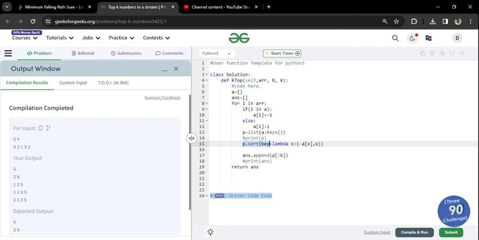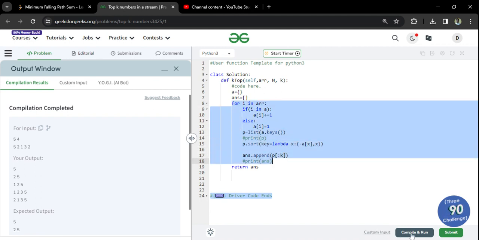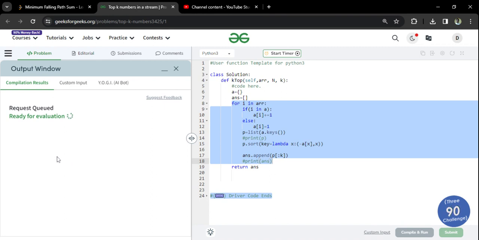But remember, this array can be of any length, because we are adding each element here. So what I should do is, while I'm appending to the answer, I will only take the first k elements. Simple as that. And once this loop is completed, I will return the answer. So let me quickly run and show you.